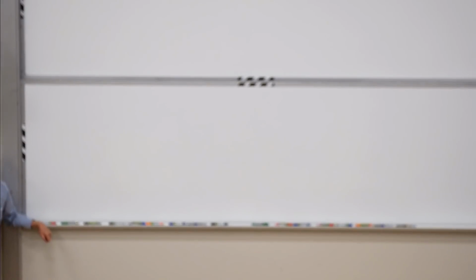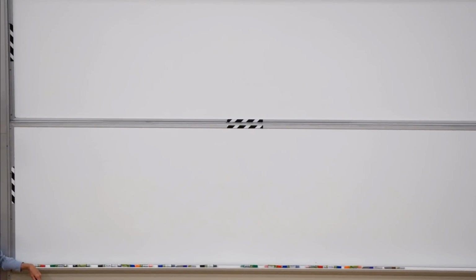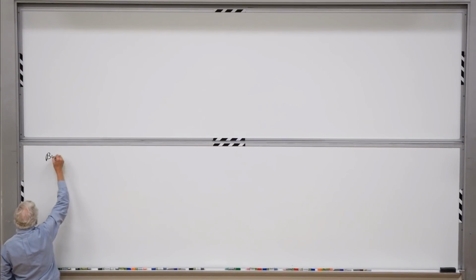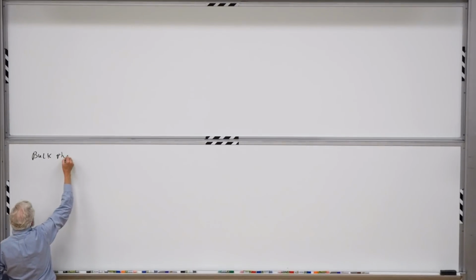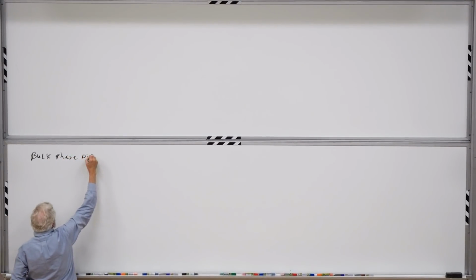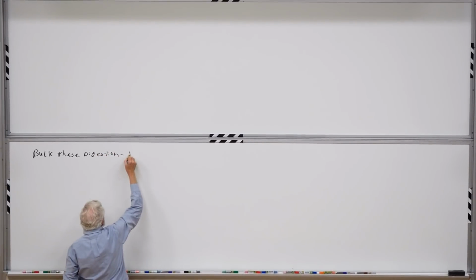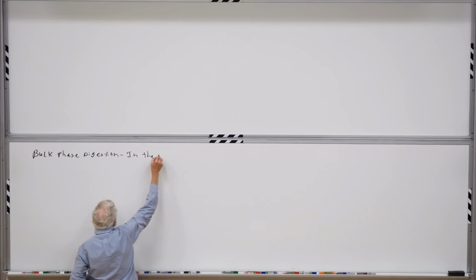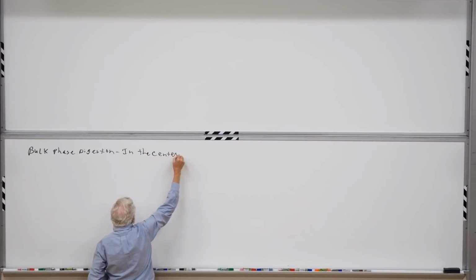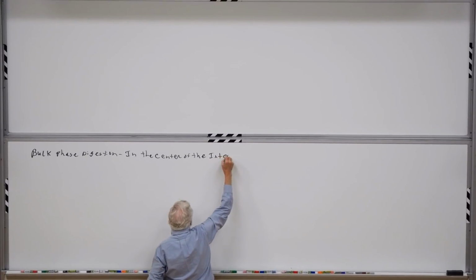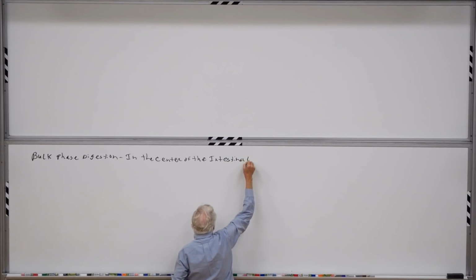What we're going to do today is start into this idea of the different kinds of digestion. And we're going to start here with bulk phase digestion. And this occurs in the center of the intestinal lumen.